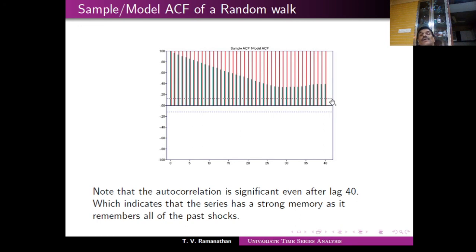So this is the peculiarity of a non-stationary series. This is of course a particular type of non-stationary series, which we call a random walk.